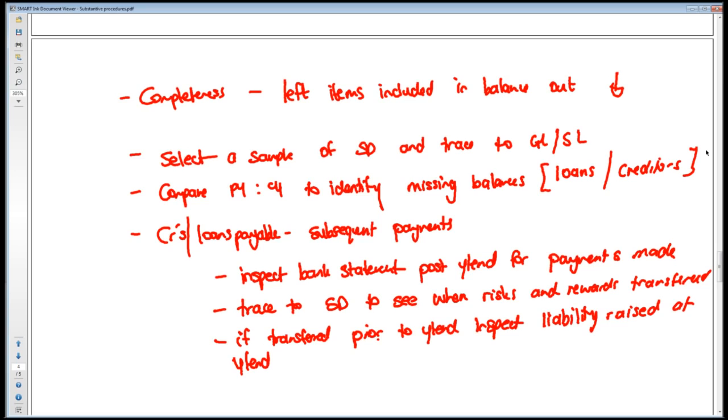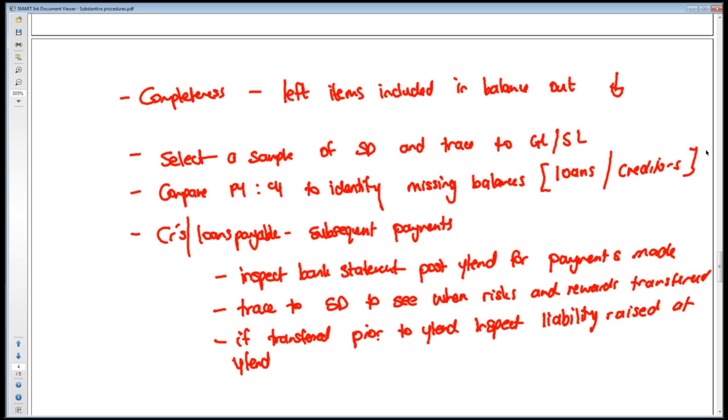So I go, okay, let me see payments after year end. Now let me see what that payment relates to. So I go to the invoice. This payment relates to an invoice that was dated the same day as the payment. So should a liability have been raised at year end? No. So that doesn't help me. But if this payment relates to an item where risks and rewards transferred before year end, I then go into the accounting records to see that there was a liability raised for that. And if there wasn't a liability raised for that, then they have not recorded all their liabilities. Because even though they paid for it after year end, there was a liability at year end, and therefore they had to record it.